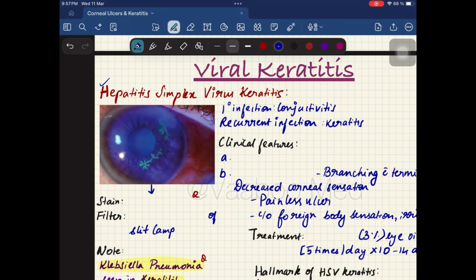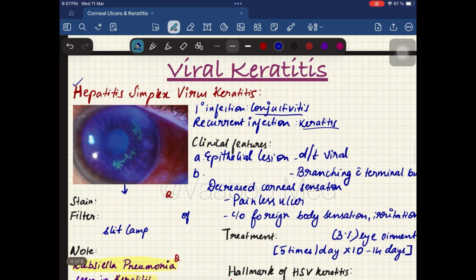In viral keratitis, we are going to see herpes simplex virus keratitis. The primary infection is conjunctivitis, and the recurrent infection is keratitis. Clinical features are epithelial lesions. It is actually due to viral replication.